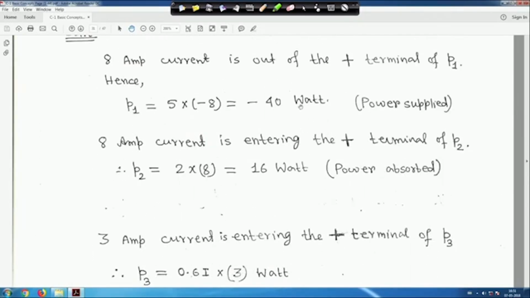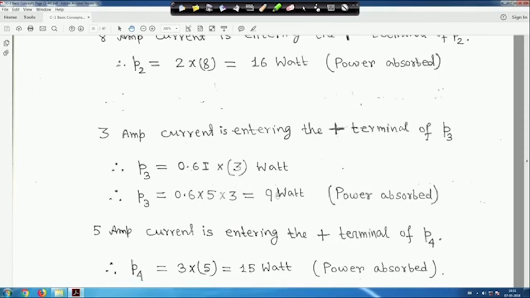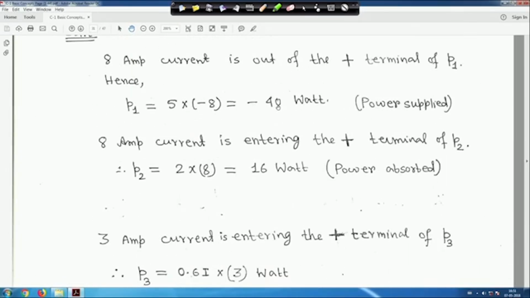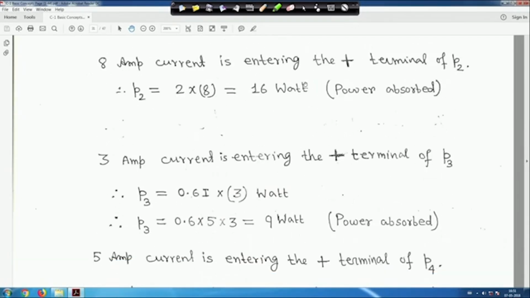So, power supplied is taken as minus 40 watt and power absorbed here is 16 watt, here it is 9 watt. So, 16 plus 9 is 25, here it is plus 15. So, 40 watt. The minus sign indicates power supplied. So, supplied is 40 watt and absorbed is also 40 watt. So, perfectly matching. I hope this is clear to you now, right.